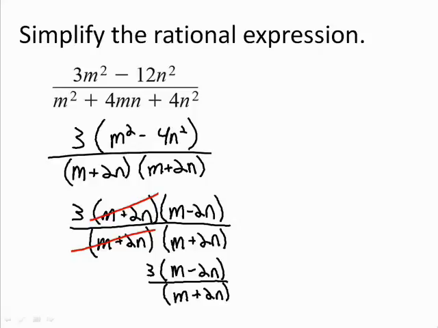This expression has to have the same domain as the original expression. The only thing you took out of the denominator was m plus 2n. Because there is still an m plus 2n in the denominator, this expression has the same domain as the original expression.